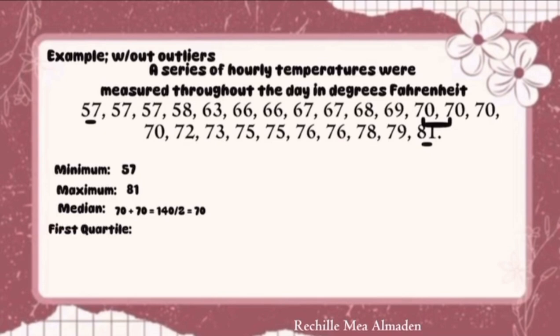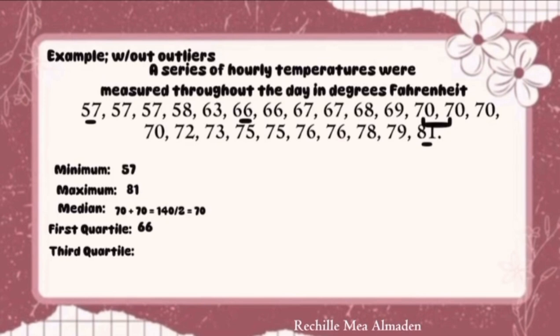The first quartile value is the number that marks 1/4 of the ordered data set. So the first quartile value can be easily determined by finding the middle number between sa minimum and the median. So ang makita nato dire ang middle sa 57 and 70 is 66, which is mao na siya ang first quartile.